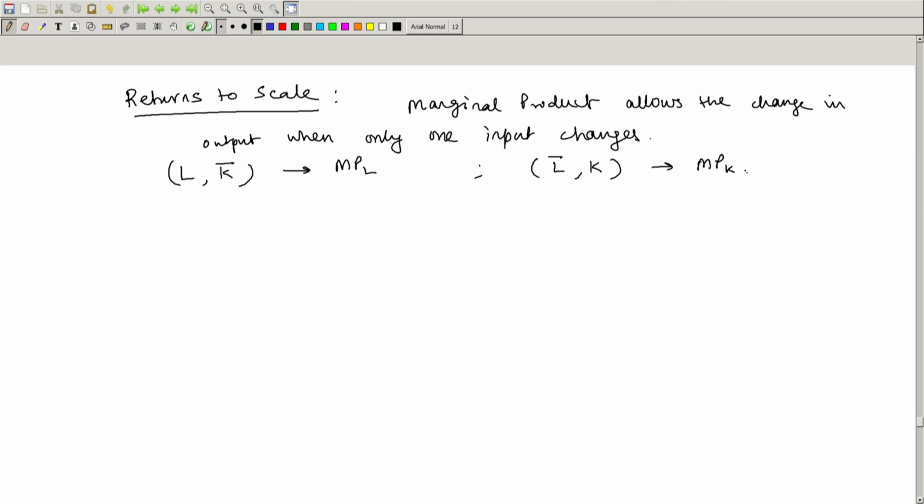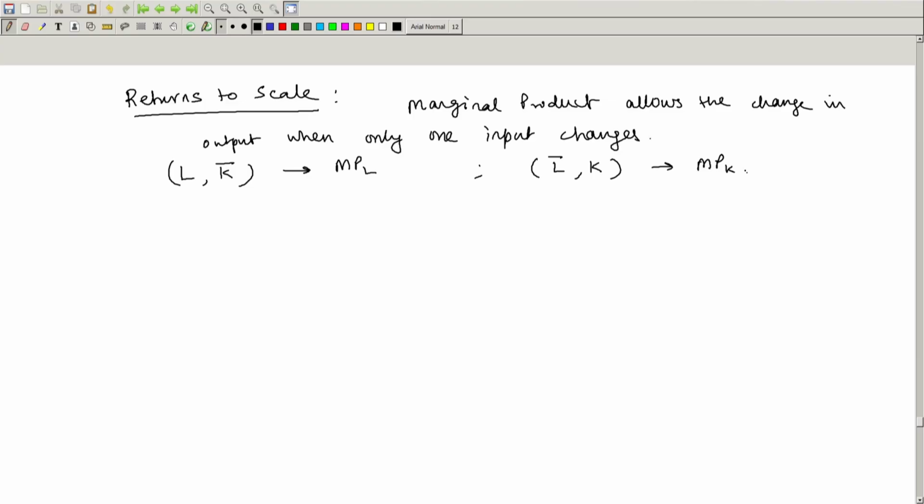But a firm may be interested in changing both the amount of labor and the amount of capital. To be more specific, a firm might want to either double or triple the amount of labor or the amount of capital. So what happens to output when the firm is changing both labor and capital simultaneously by some proportion? Returns to scale is the concept which is going to allow us to understand what is going to happen to output.